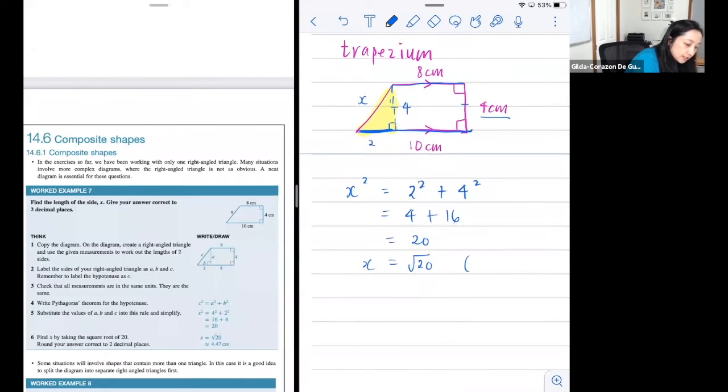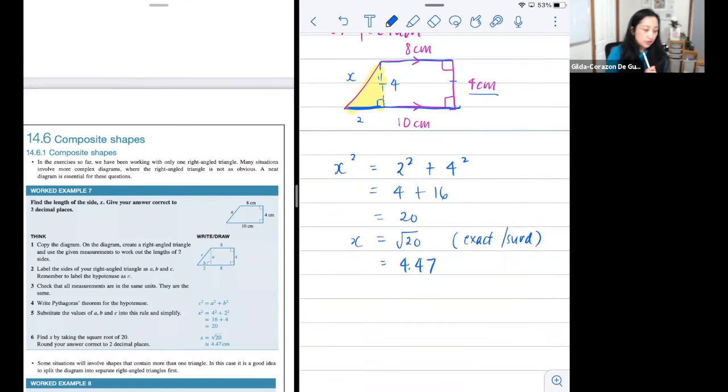And again, this is in exact form, or what we call surd form, right? That can also be simplified. We'll just learn that in year 9 next year. Okay, something for you to look forward to. So the square root of 20, we get 4.47. And that's to 2 decimal places.